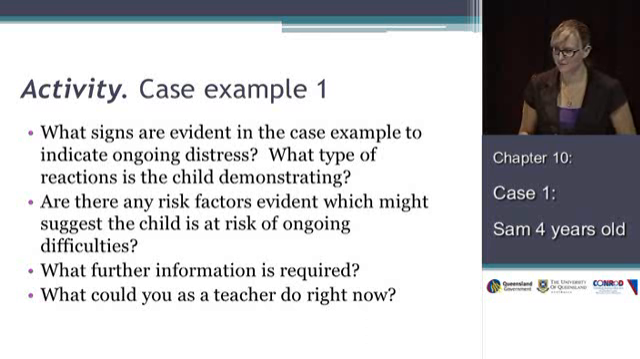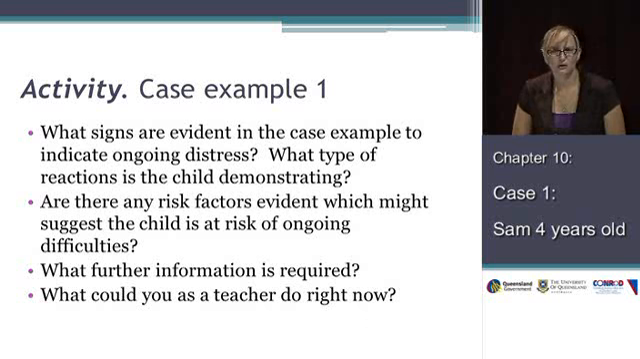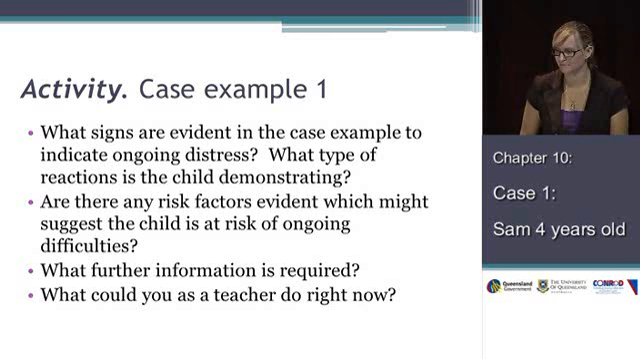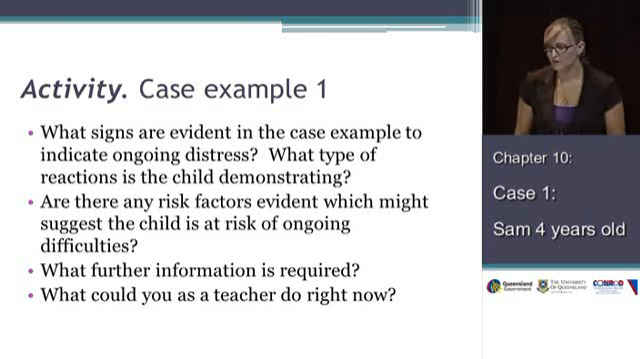Are there any risk factors evident which might suggest that Sam is at risk of ongoing difficulties? There's not a lot of information in this particular case study to help you with this question. The fact that there has been a progression of symptoms and they've gotten worse over time is a risk factor to consider. But it leads nicely into the next question in that we do need to just find out more information about Sam to really work out whether this is just a transient reaction or whether his behaviour problems are likely to continue.